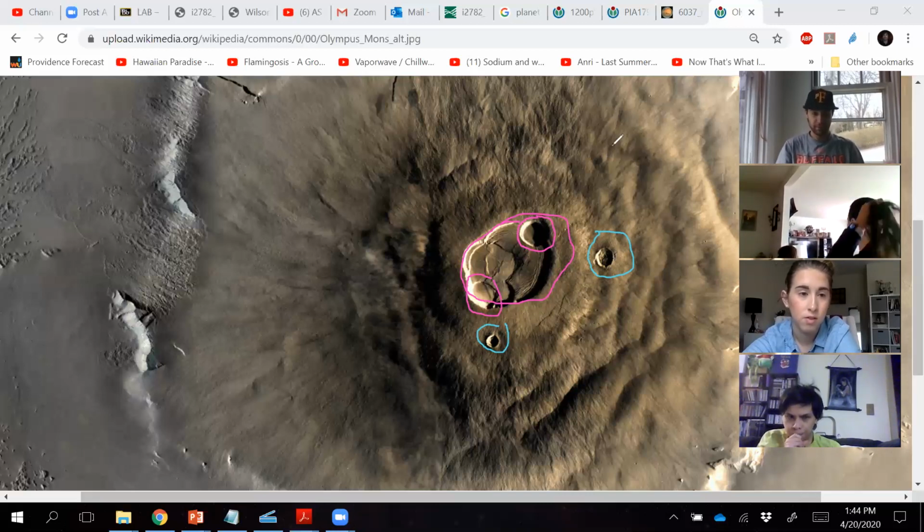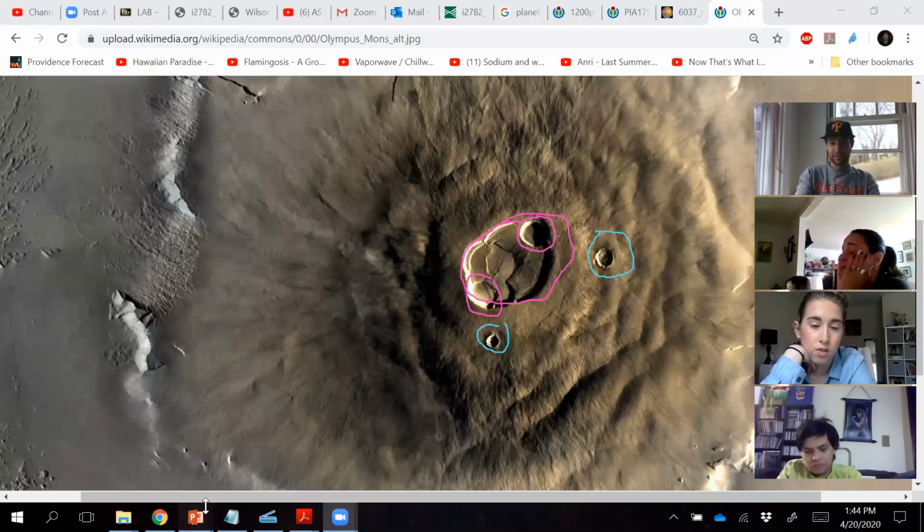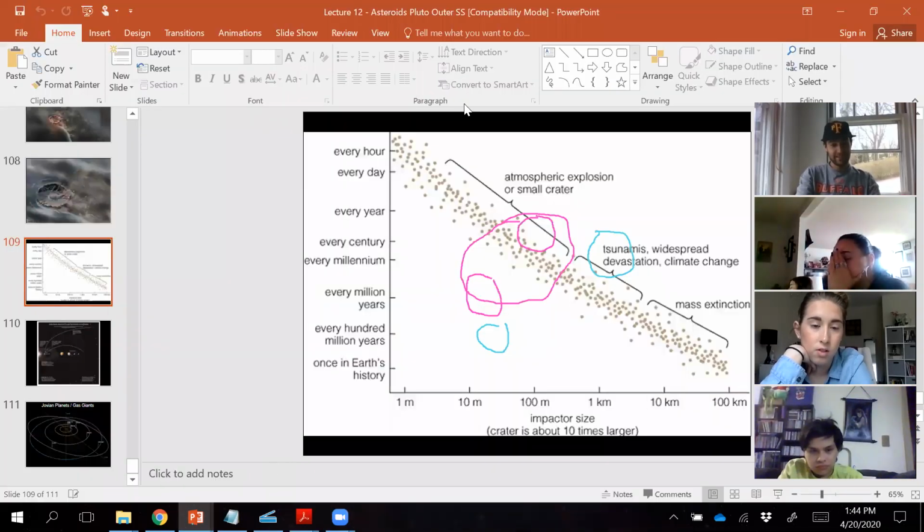Now, these impact craters, well, I think this one is 10 kilometers across, and this one is maybe 15 kilometers across. That means the objects which struck them were probably 1 to 2 kilometers. How often would a 1 to 2 kilometer sized rock be expected to strike Mars today?